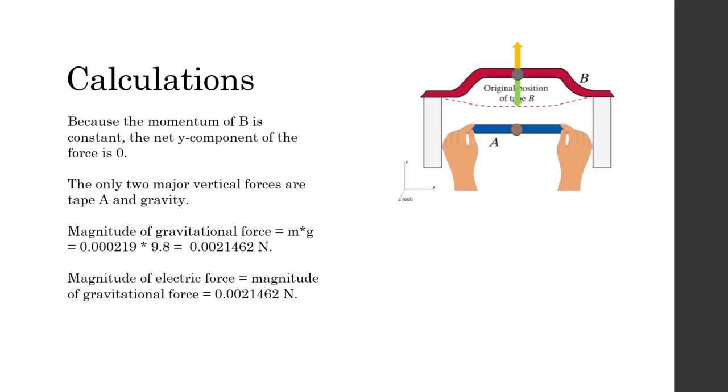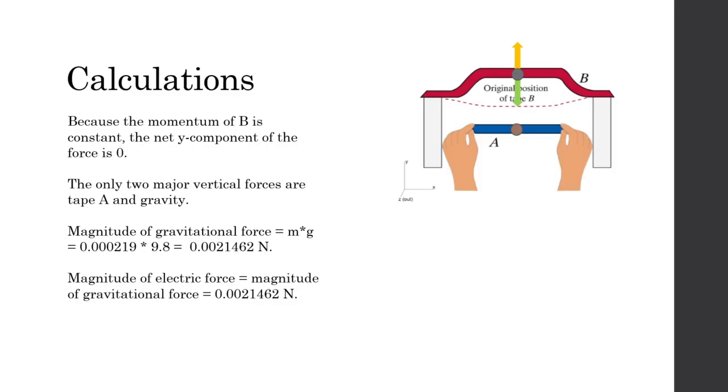So for the final part, the picture on the right is a diagram of the model I used, and on this diagram, I drew a free body diagram with two circles representing the centers of the tapes. And on the tape at the top, there are two arrows of the same magnitude but opposite direction. We have this because the tape at the top is not moving, so the momentum is zero, and the net y component is zero. Therefore, we knew that there were only two forces in the vertical direction, which were gravity and tape A. And we knew that they had to be equal because the tape was not moving.